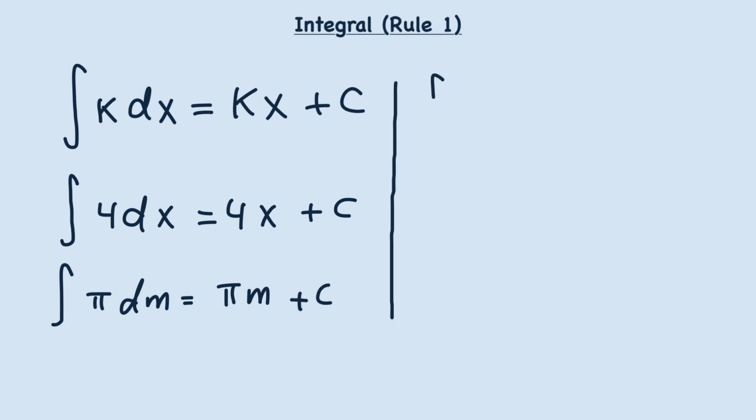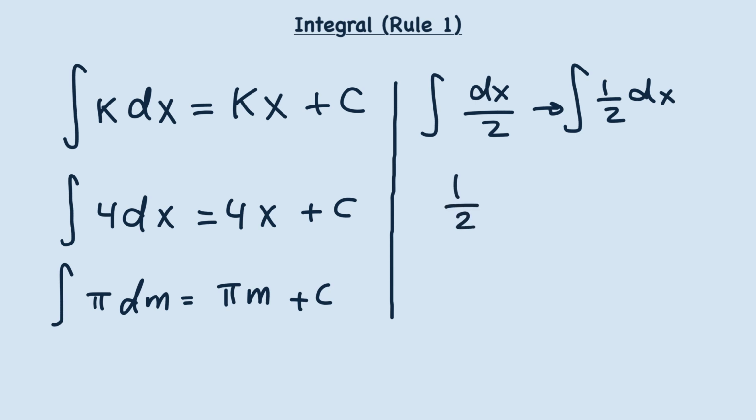Let us take one more example. Integral of dx over 2. So this question is basically, we can rewrite it as 1 over 2 dx. Now we can follow the same steps. So I have to add the 1 over 2, which is the number, multiply by x plus c. So the integral of this question is 1 over 2x plus c.